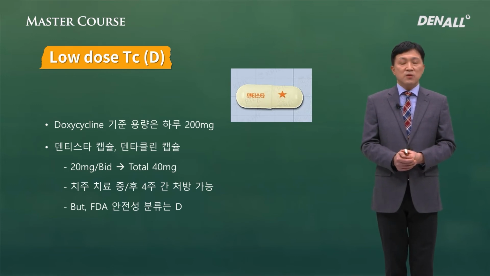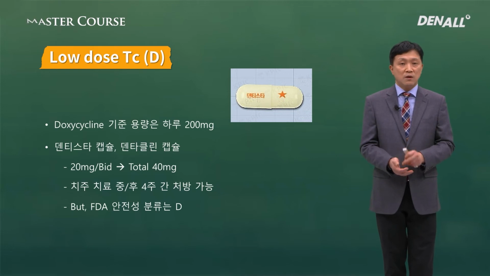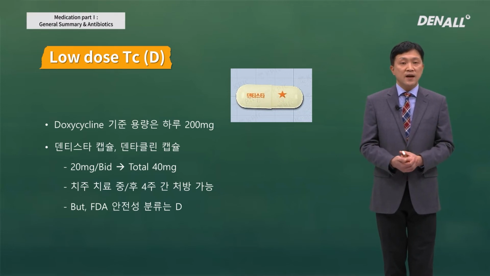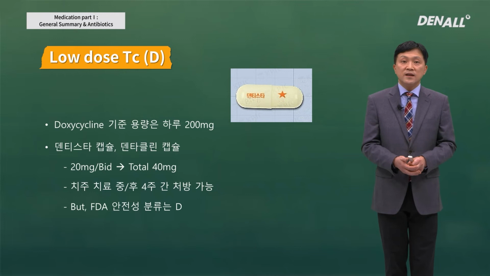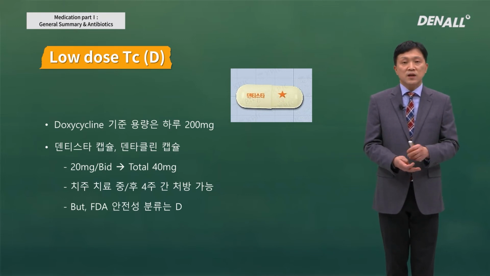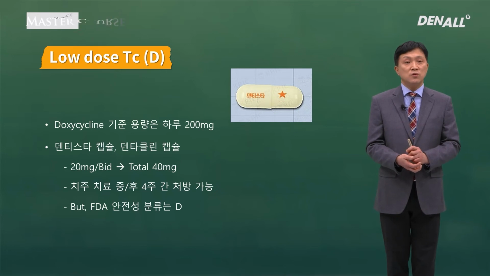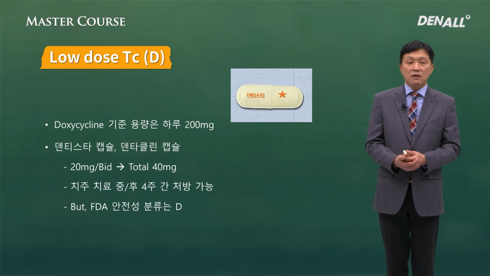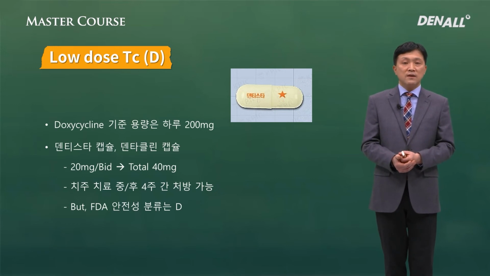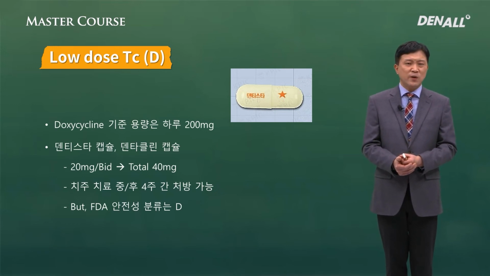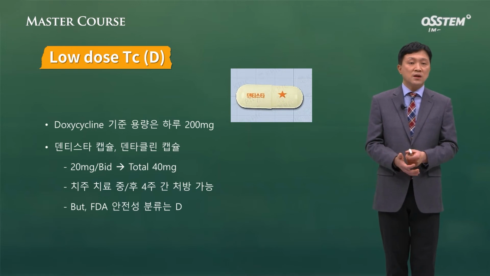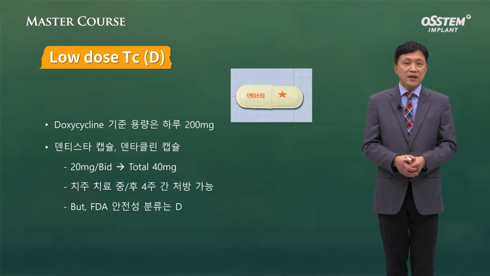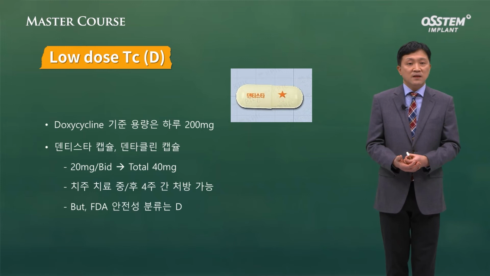Next, low-dose doxycycline or tetracycline can be prescribed after period treatment. Doxycycline, the standard dosage is 200 milligrams a day. Low-dose tetracycline dosage is 20 milligrams BID for period treatment, in total 40 milligrams, which is a very low dose. It can be prescribed during or after period treatment for 4 weeks.